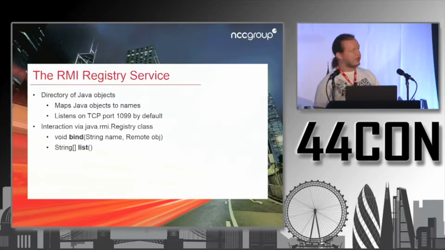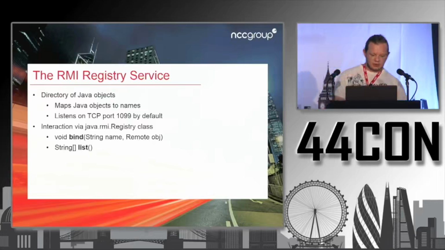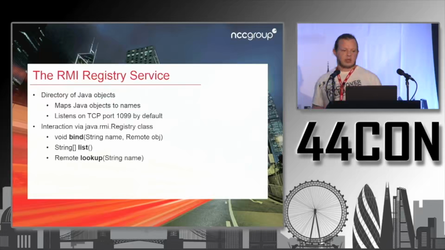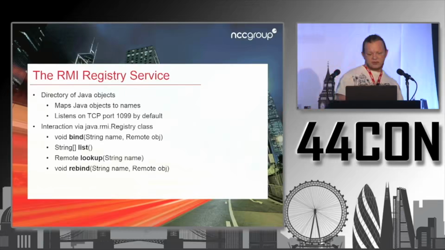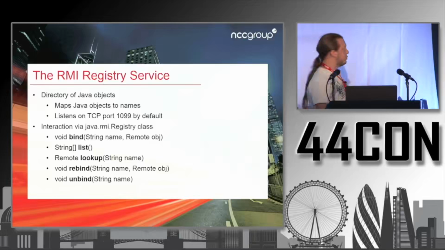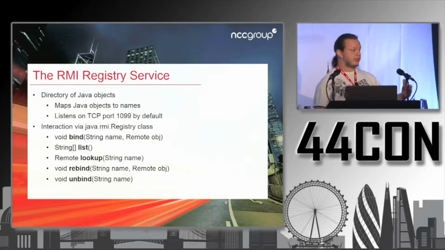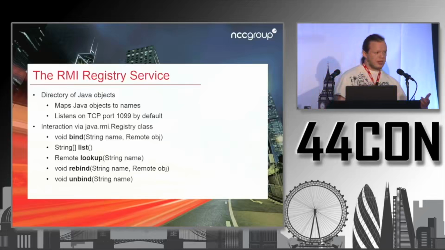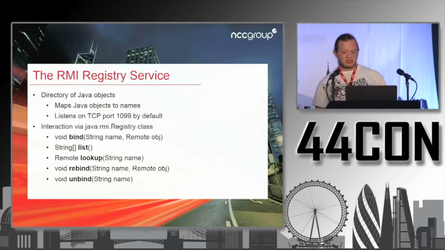We can also get a list of objects that are registered with a given RMI registry. And we can look objects up by name. We can also rebind and unbind objects. So an object's been bound, we can say, actually, bind this other object to this name, or we can unbind an object.